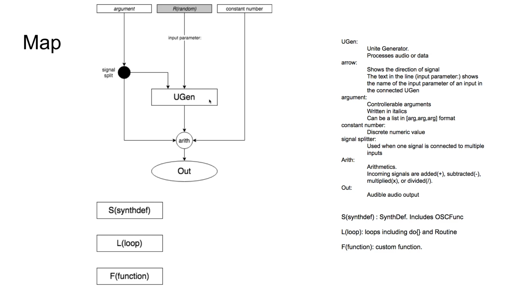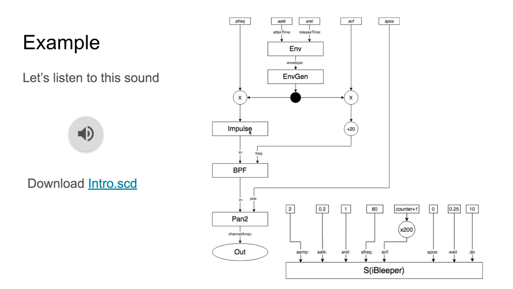Right? So in our case, as you will see later, an impulse generator is sending an output to the BPF, which stands for band pass filter, right? It's like having a little module that creates a sound. You patch the output of that into the input of the filter. And when you have a filter, in addition to getting a sound, you can control a frequency.